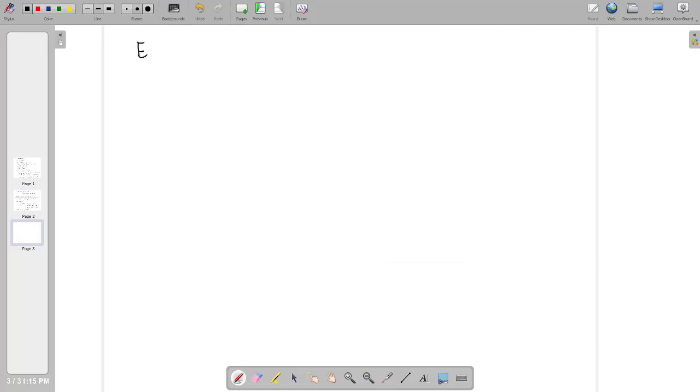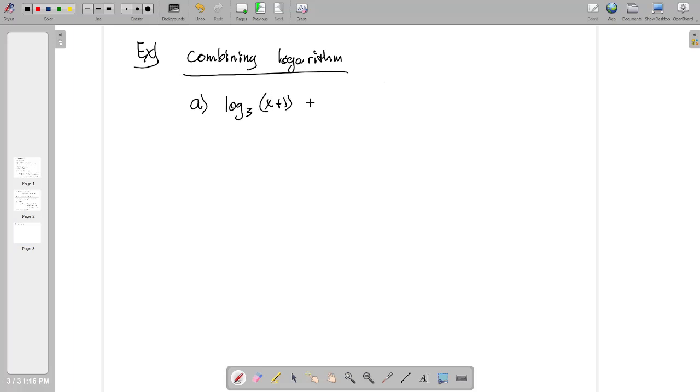Do one more example here. Combining logarithms. A, log base 3 of x plus 1 plus log base 3 of x minus 1. We're going to figure out what this is equal to. And then B, log base 2 of x plus 1 minus 1/2 log base 2 of x squared plus 1. We figure out what this is equal to.